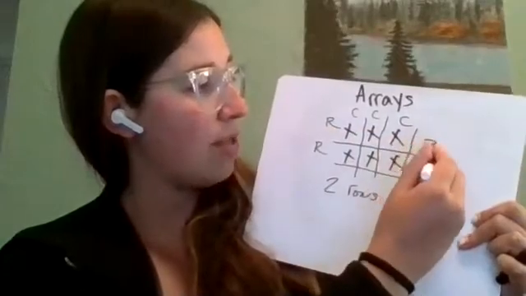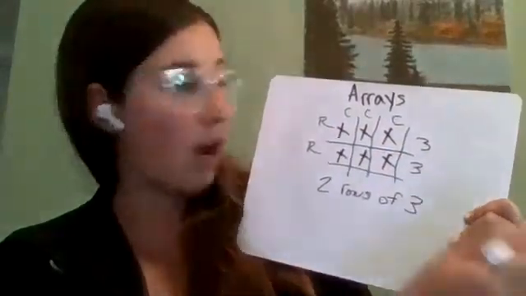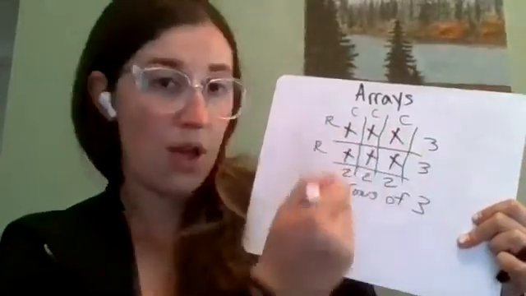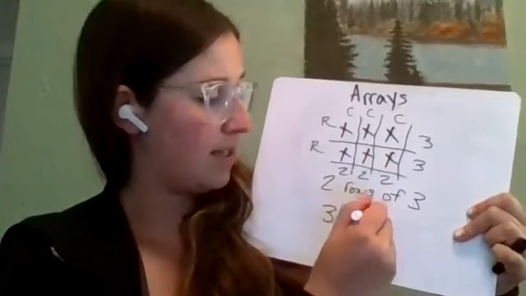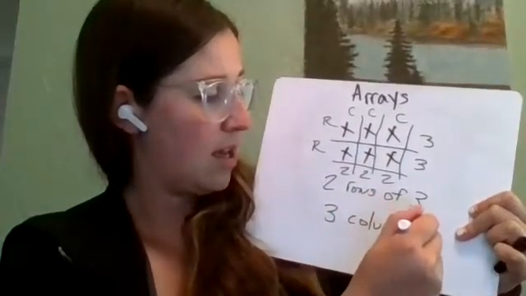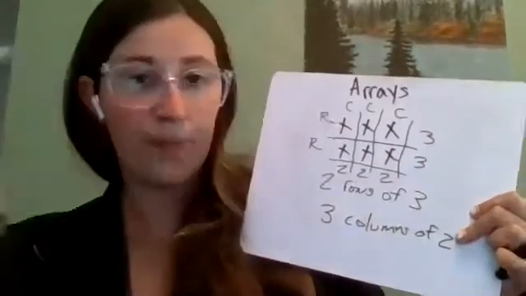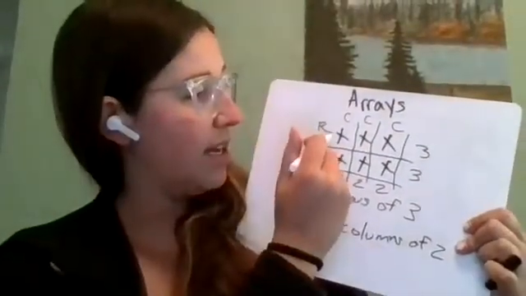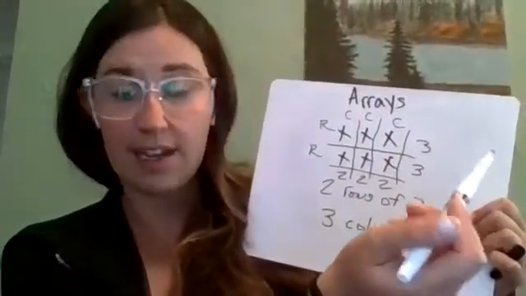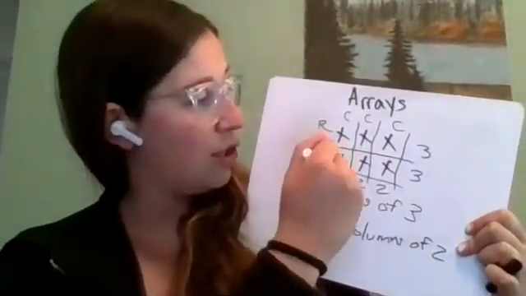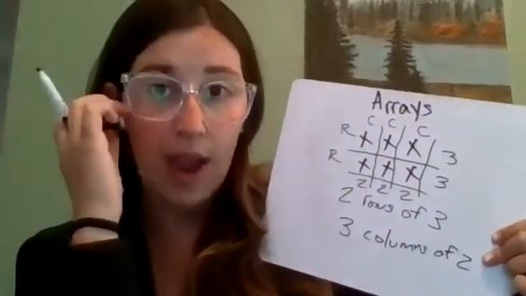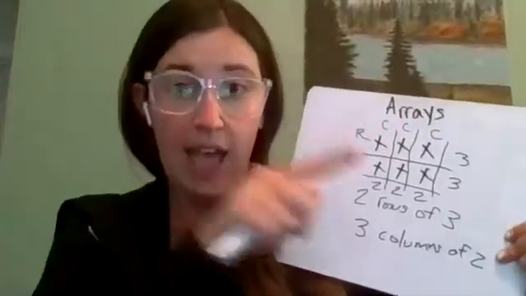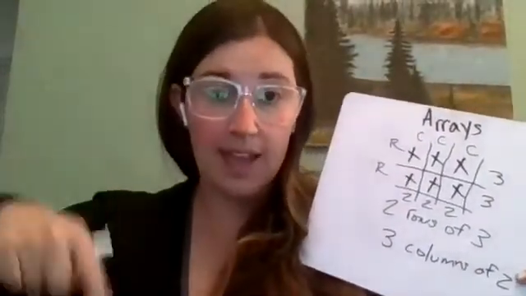Now in the rows, I had 3 in each row, but in my columns, I have 1, 2, 1, 2, 1, 2. So I have 3 columns of 2. Both of these can help me find the total. I could skip count by 3s, 3, 6, the total is 6. Or I could skip count by 2s, 2, 4, 6. Either way, it helps me find the total of this array. So remember, rows go side to side and columns go up and down.